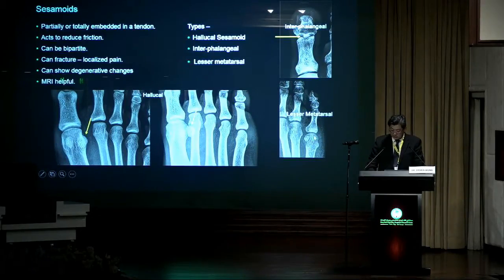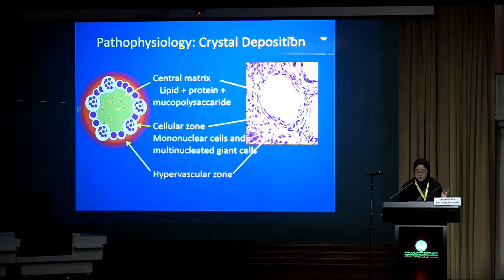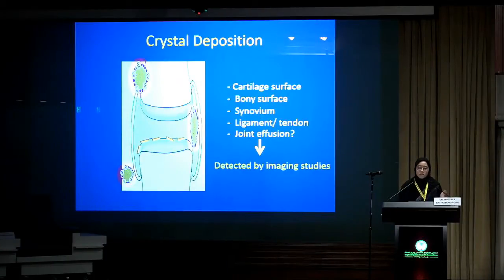So here, the most common type is the hallucal, the ones related to the head of the first metatarsal bone. And the medial one is the one that commonly is bipartite and also more commonly fractured. So that's where your diagnostic skill comes in. You have the interphalangeal one between the interphalangeal joint of the big toe, and less commonly seen in the other joints, in the other toes.